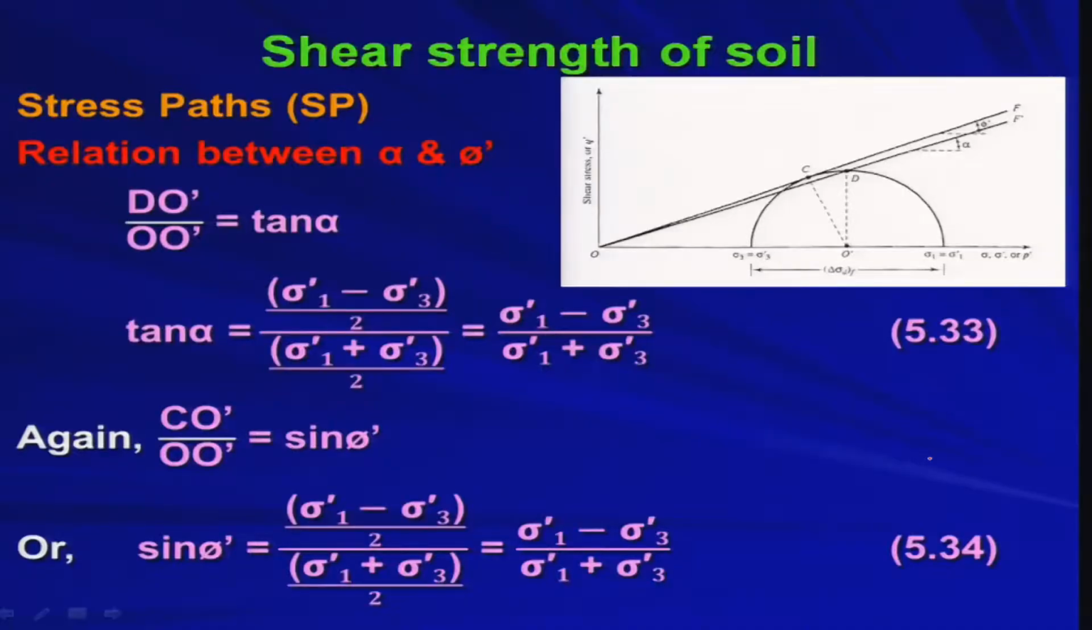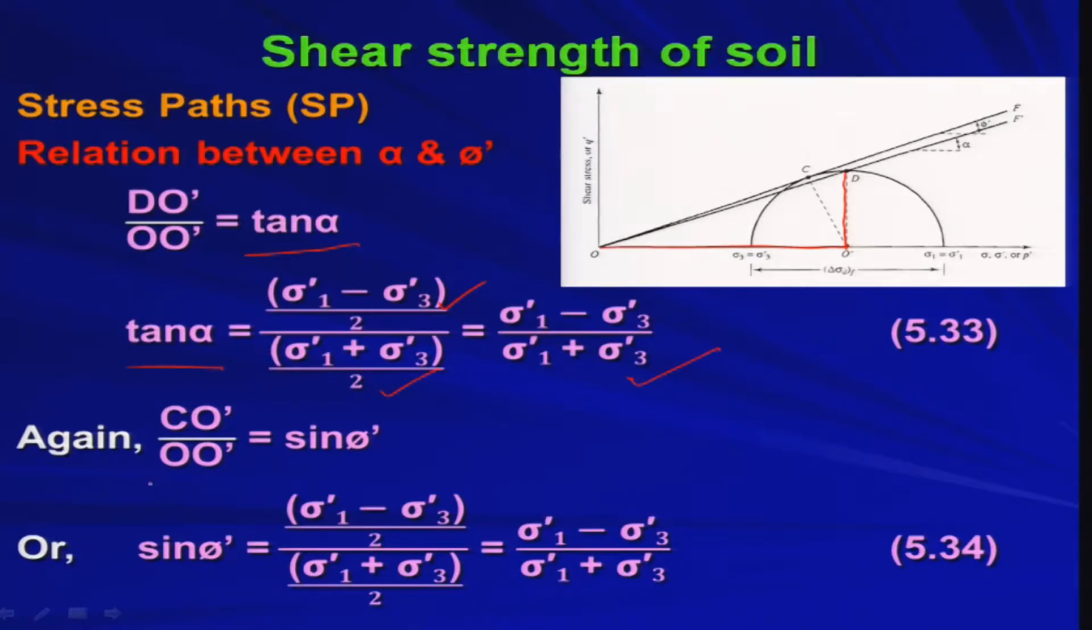So, in this figure DO prime by OO prime is equal to tan alpha. Therefore, tan alpha is equal to, what are DO prime and OO prime? DO prime is nothing but the radius of the Mohr circle, that is given by sigma 1 prime minus sigma 3 prime by 2, and OO prime is the distance of the Mohr circle center from the origin, that is sigma 1 prime plus sigma 3 prime by 2. So we get sigma 1 prime minus sigma 3 prime by sigma 1 prime plus sigma 3 prime, right.